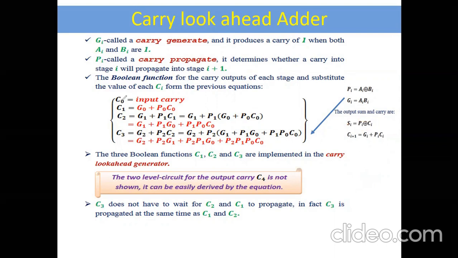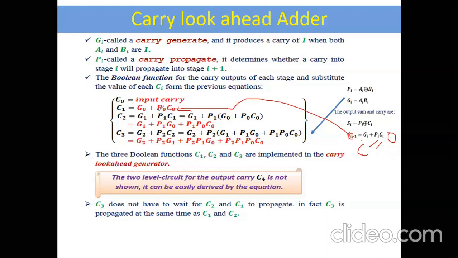Now we are assuming C0 is an input carry. So what is C1? How can we find C1? From this equation, we substitute i equal to 0. If you substitute i equal to 0 in this equation, then 0 plus 1 is 1, so you will get C1. Then i is 0, so G0, P0, and C0. So we will get this equation. This is the C1 carry.